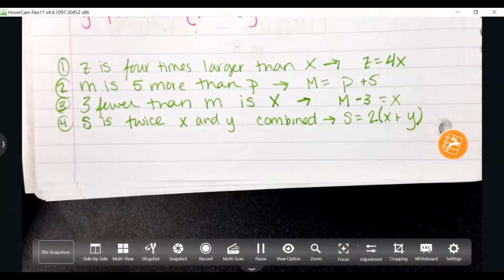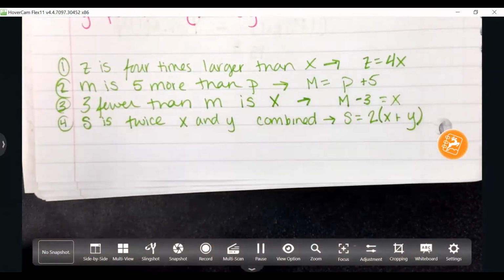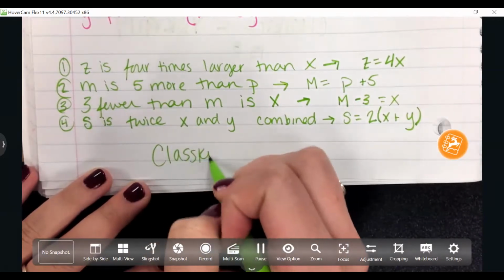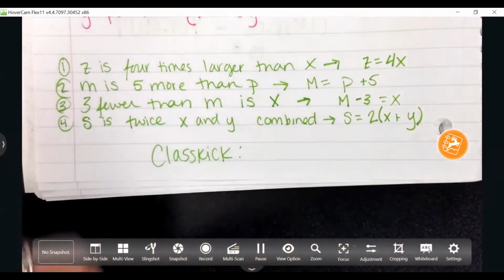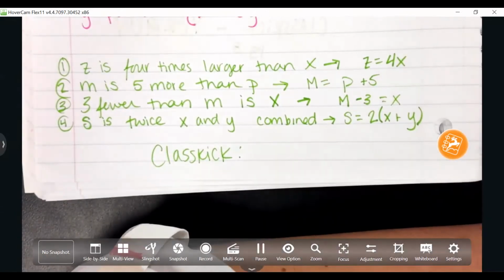Okay? This topic is all math vocabulary. Do you know what these words mean? Okay? So everybody should be in class kick. That's where we are going today. I'm going to pause my recording and you need to look up your class kick code.